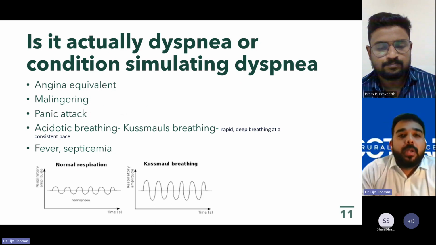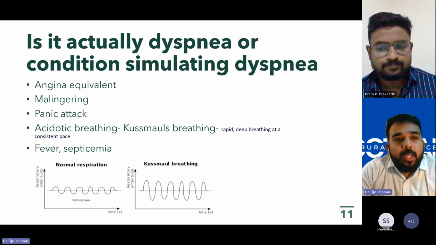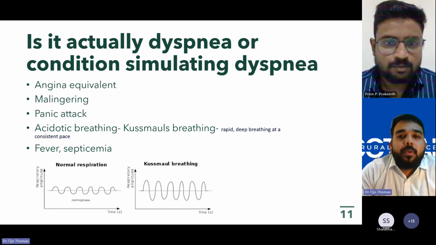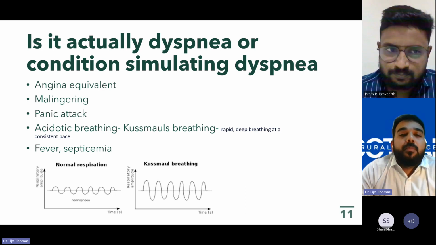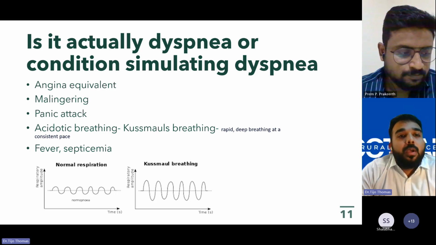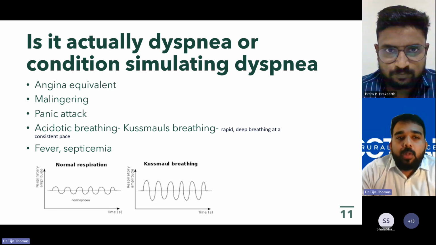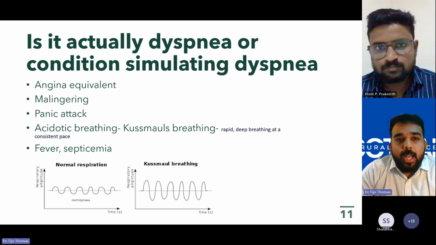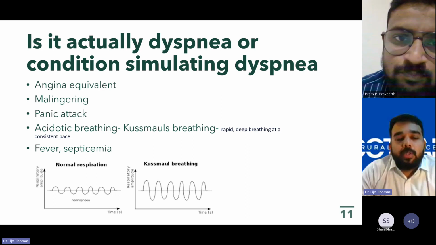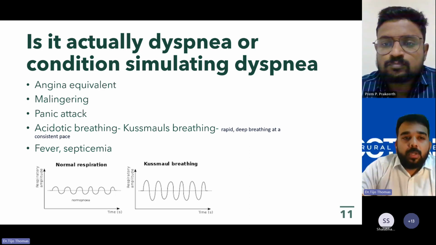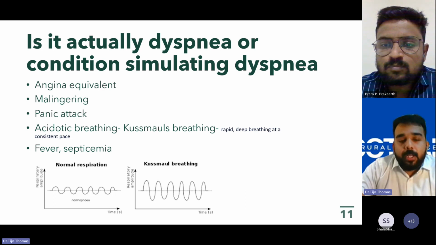So with respect to, is it actually dyspnea or a condition simulating dyspnea, what we can think of is angina. Angina will be a patient presenting with chest pain and maybe breathlessness. A patient could be malingering, where they have a particular motive behind that. Patients can be in a panic attack, where the patients will be already in anxiety and there will be rapid breathing, where they will be hyperventilating. Or they could be in acidotic breathing, like in DKA, where they show Kussmaul's breathing, which is a rapid breathing at a consistent pace. Or there will be increased demand, like in fever, septicemia. So necessarily, it need not be a pulmonary condition. All these conditions also simulate dyspnea.